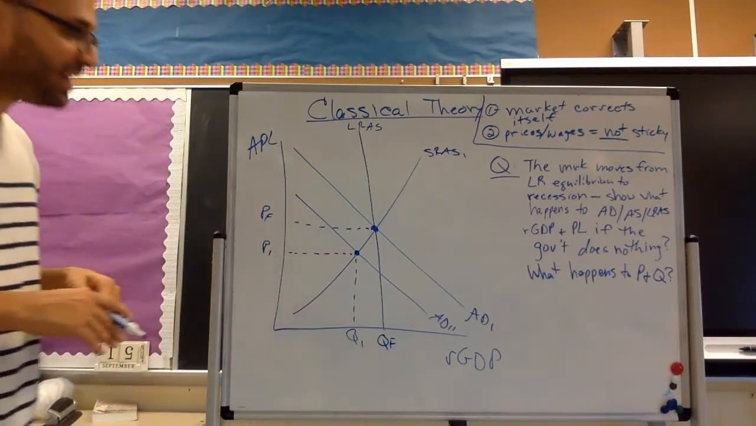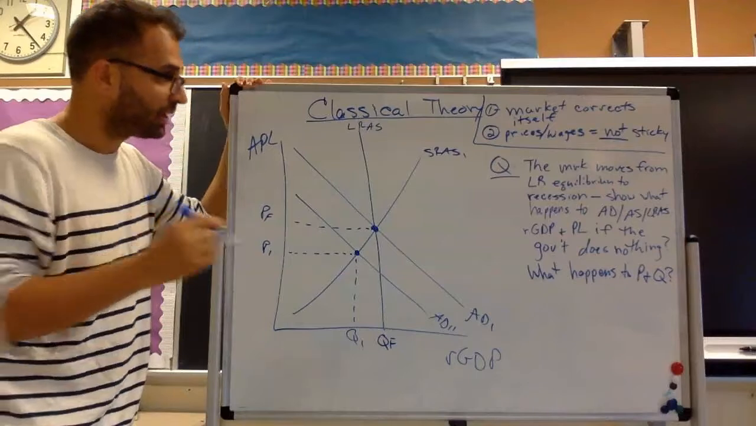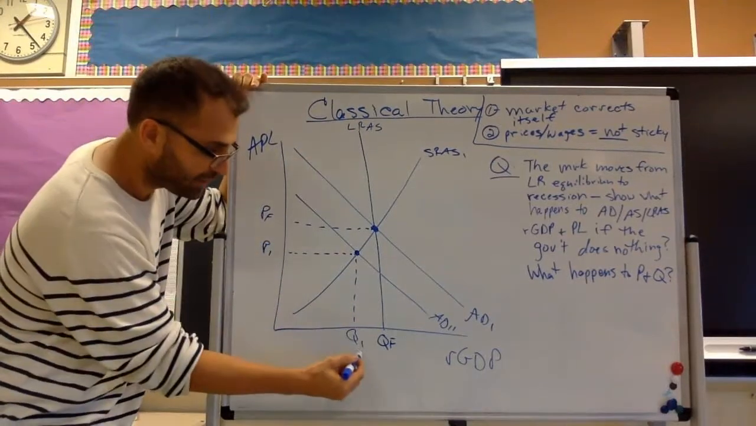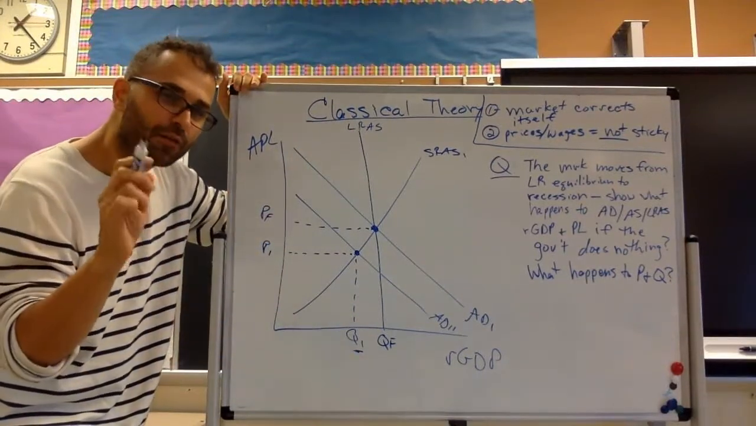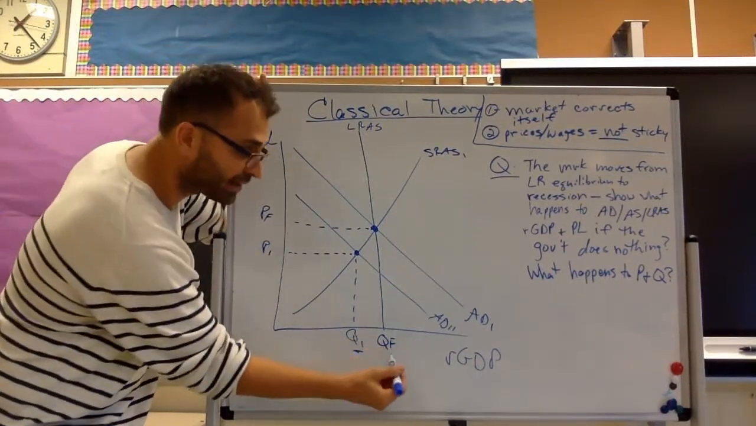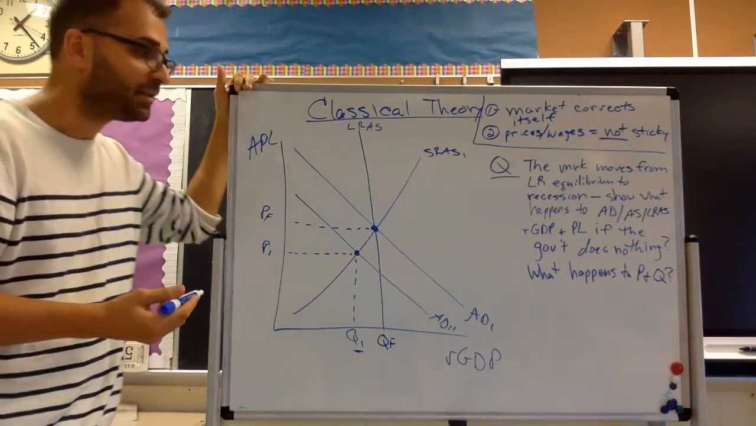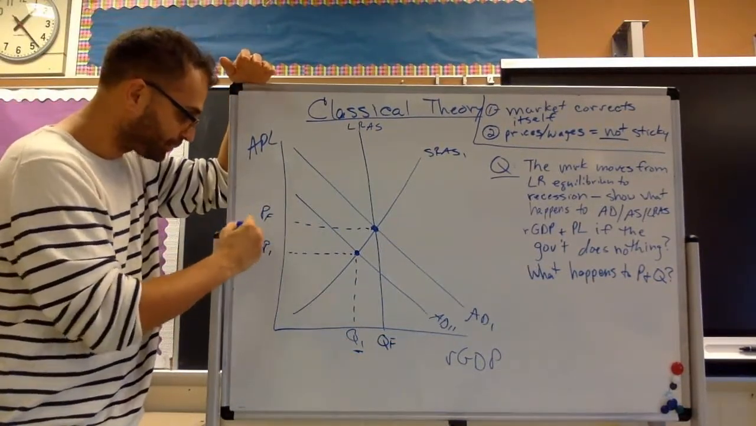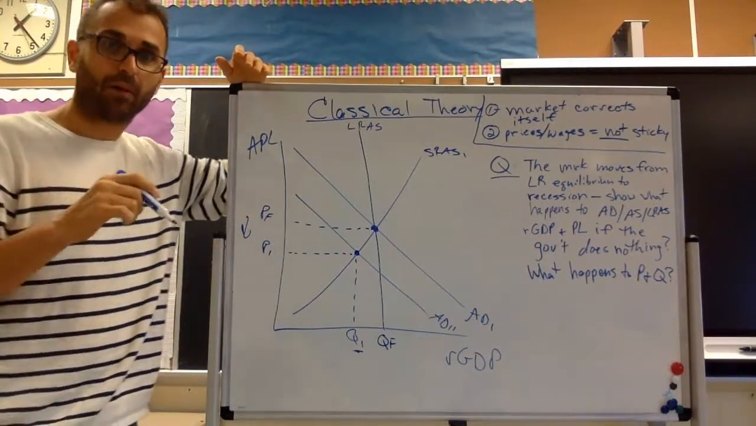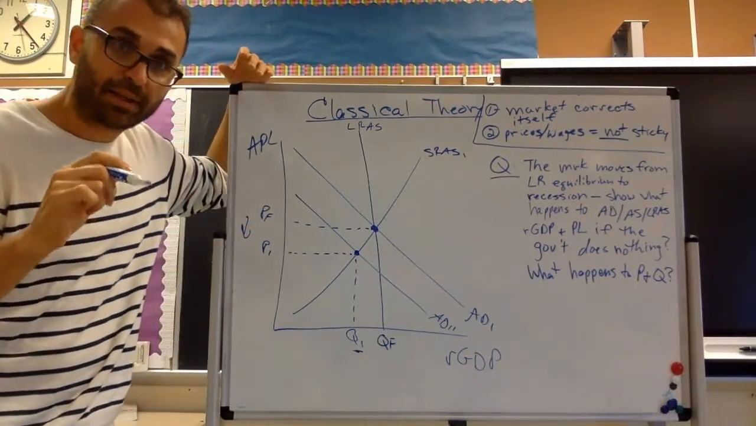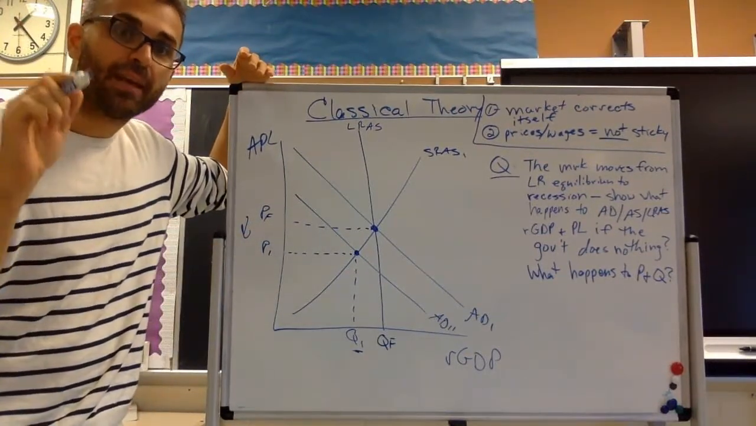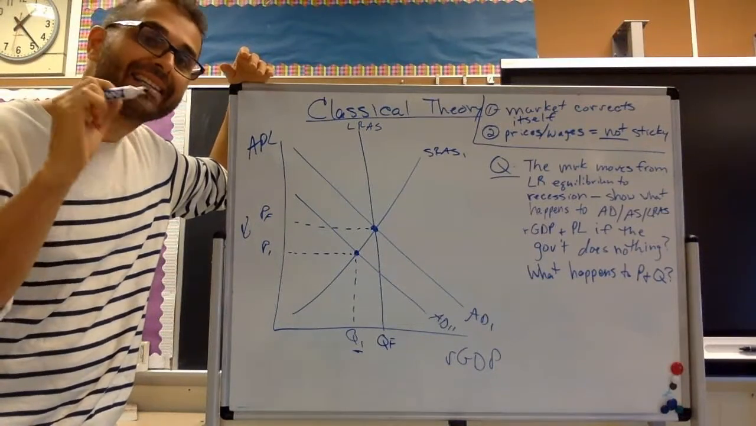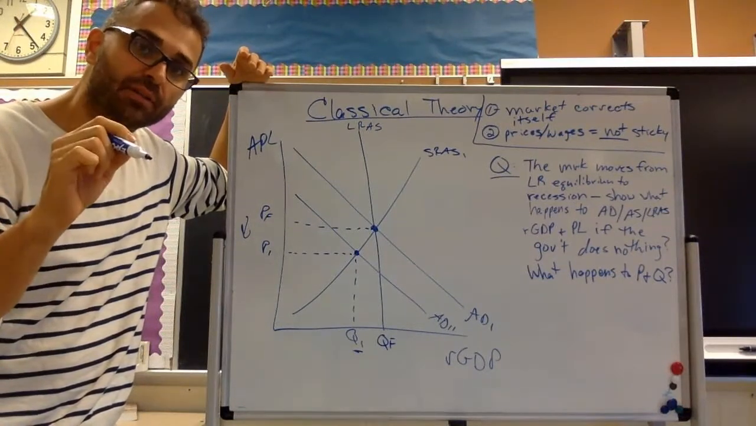If the government does nothing, you have to say what happens in the long run. Here's my long-run aggregate supply. We're over here as a society. Remember, we're self-correcting. Something's going to bring us back to QF, quantity at full employment. Well, what happened to price level? Price level went down. If price level went down, your answer is going to be, if the government does nothing, then workers will accept lower wages.